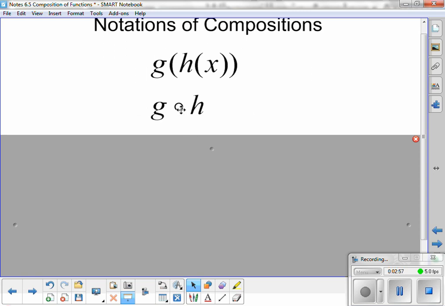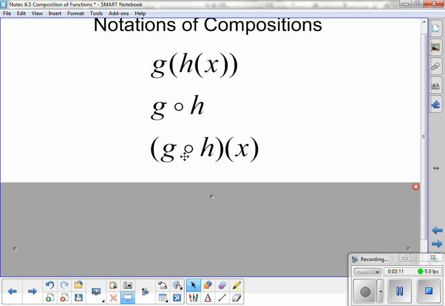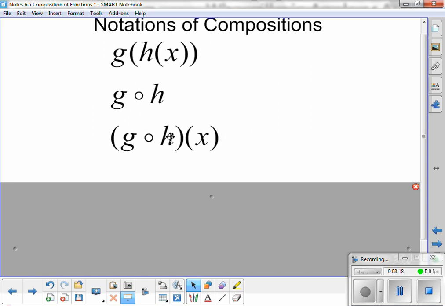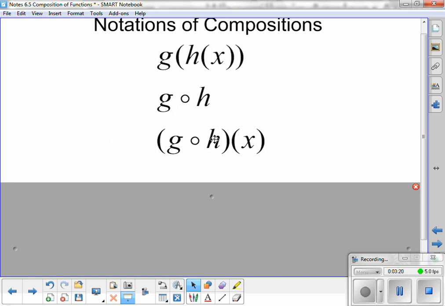Another way is like this. You'll see a small circle. This is not an O. It's a very small open circle. Be careful not to close it. If it's closed, that means g times h, which goes back to operations that we did last section. Another way you might see it is like this: g of h of x. These are the three main ways that I've seen them in different books. There might be other ways, but these are the ones that I've seen in the past. So these are the ones I'll be using.